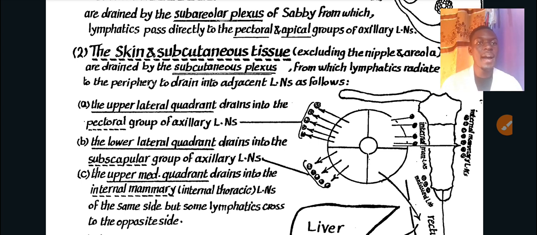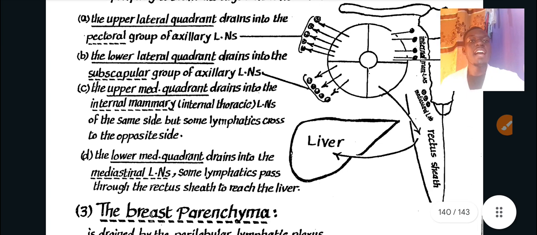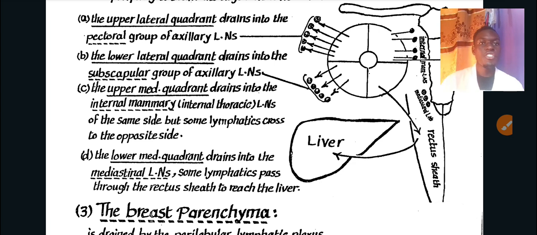The subscapular group is the posterior axillary lymph nodes. Now, the upper medial quadrant drains into the internal mammary lymph nodes of the same side. However, they also have some lymphatics that cross to the opposite breast. And then the lower medial quadrant drains into the mediastinal lymph nodes. However, some lymph is also transported downwards via the rectus sheath, and then it reaches the liver.